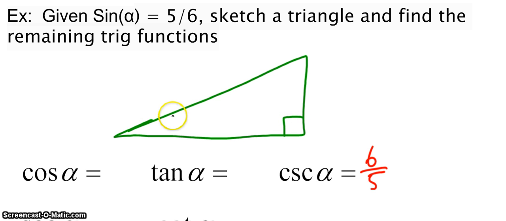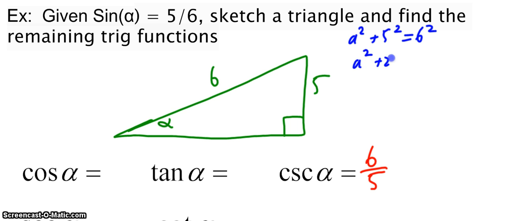Let me back up. I'm going to put alpha down here. It doesn't matter, though. So sine of alpha is opposite over hypotenuse. And now I need to find the adjacent side. So here I am going to use the Pythagorean theorem. Let's call this a: a squared plus 5 squared equals 6 squared. So we know that a squared plus 25 equals 36. So I know a squared equals 11. So a is the square root of 11.